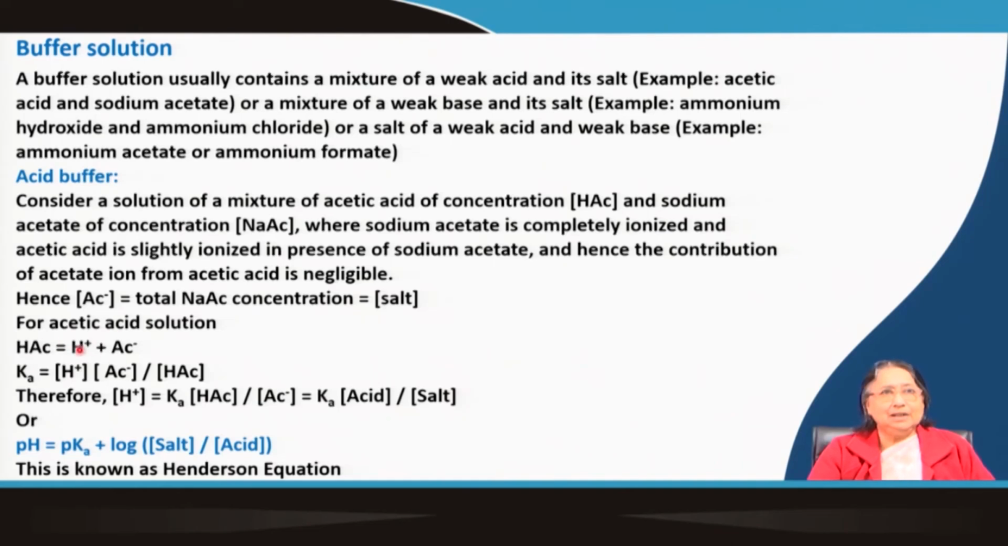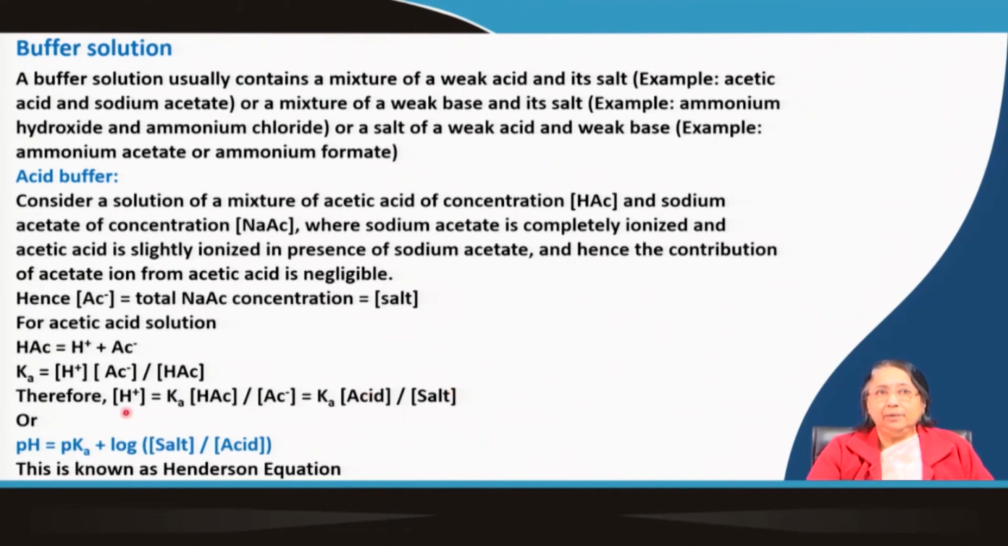Because it is a weak acid, we must consider the equilibrium. So HAc is in equilibrium with H+ ion and acetate ion. And Ka, the equilibrium constant, is the H+ ion concentration times the acetate ion concentration divided by the HAc concentration. If we change the sides, moving H+ to the left-hand side, we get this equation: H+ ion concentration is Ka times the HAc concentration divided by the acetate ion concentration, or Ka times the acid concentration divided by the salt concentration.